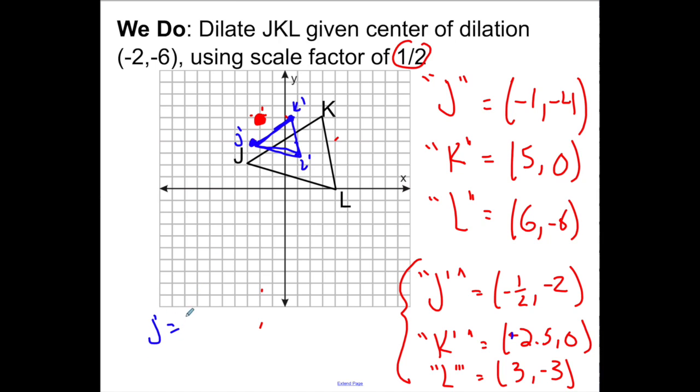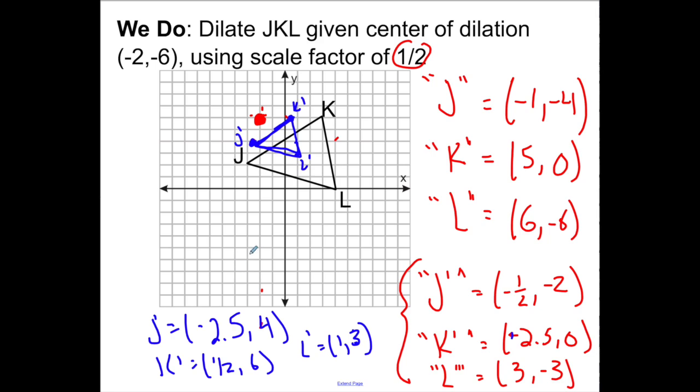So the real J prime in the actual coordinate system is actually -2.5, 4. K prime is actually -1/2, 6. So it's 1/2, 6. And L prime is really 1, 3. Okay? So make sure you know this.